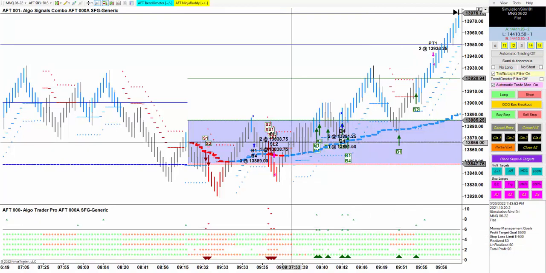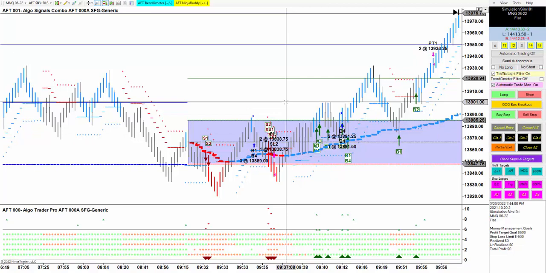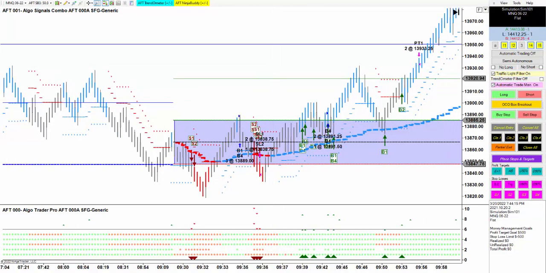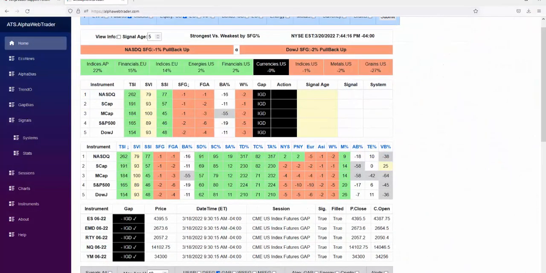Now, AFT7 for NinjaTrader 7 can be fully automated, right? What we prefer to do, though, is use some filters before the market opens to try to gauge which direction we want to be in which markets. Just to give you an example, on Thursday, this is the MNQ here. We like to look at alphawebtrader.com. This is another product that works very well with AFT7 and AFT8.